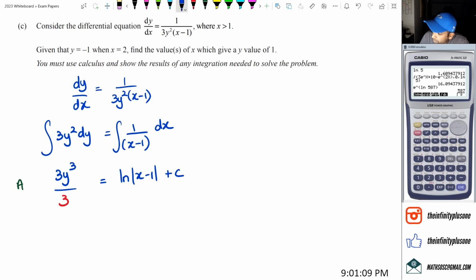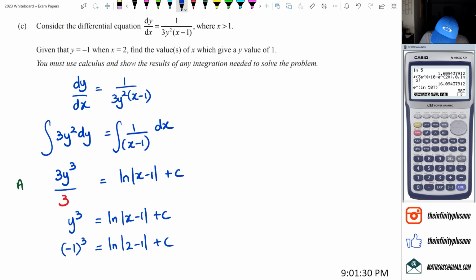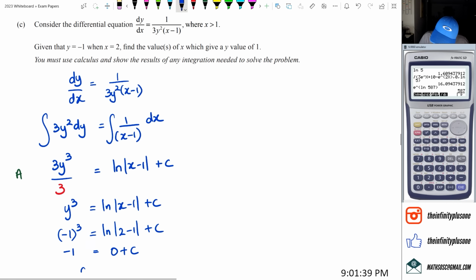As for the question itself, what we've got here is y cubed is equal to ln of x minus 1 plus c. Now it does say given that y equals -1 when x equals 2. So we've got to substitute that to figure out what c is. So we're going to get -1 cubed equals ln of 2 minus 1 plus c. So we're going to get -1 equals, now ln of 1 is just 0 plus c, which means c is equal to -1. So my equation is going to be y cubed equals ln of x minus 1 minus 1.